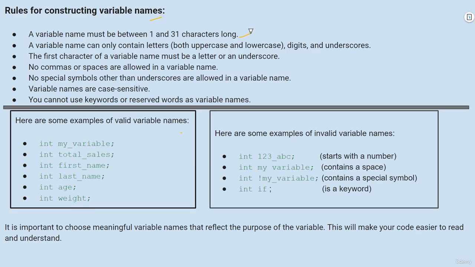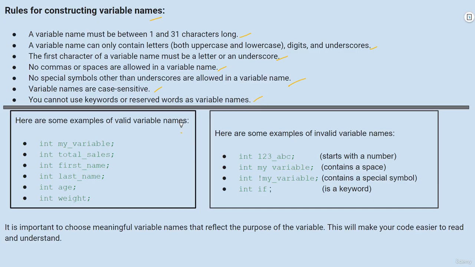First, a variable name must be between 1 and 31 characters long. A variable name can only contain letters, both uppercase and lowercase, digits, and underscores. The first character of a variable name must be a letter or an underscore. It can't be a number. No commas or spaces are allowed in a variable name. No special symbols other than underscores are allowed in a variable name. Next, variable names are case sensitive. Next, you can't use keywords or reserved words as variable names.